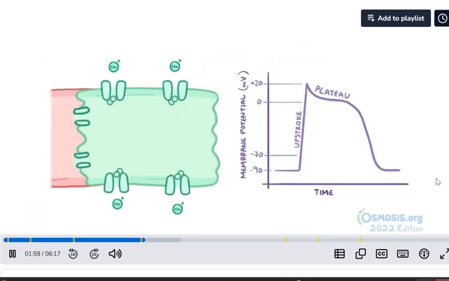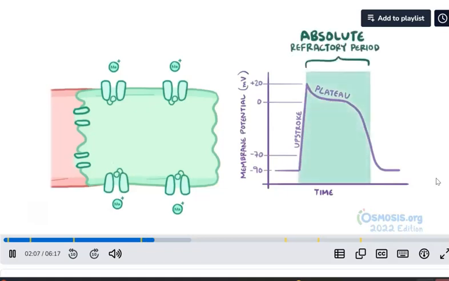During most of that action potential, the myocyte's unable to depolarize again, and this is called the absolute refractory period. In other words, during the absolute refractory period, pretty much all of the myocyte's sodium channels are inactivated. So even if a bunch of inward current comes from the neighboring cell, it literally cannot depolarize.